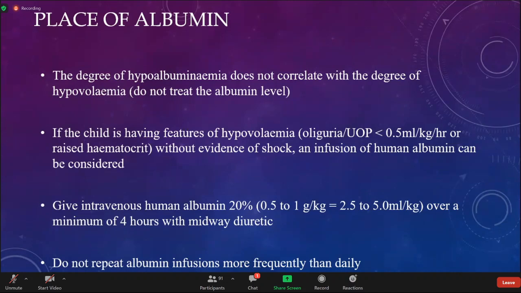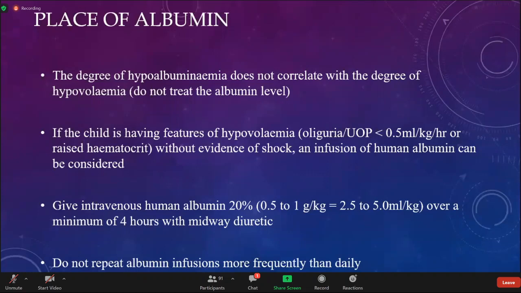Because if we allow this hypovolemia to continue, these children can end up with acute tubular necrosis, or ATN, due to hypovolemia. Therefore, we usually intervene if the albumin is low, and especially if the urine output is coming down, especially if it's less than 0.5 ml per kilogram per hour.